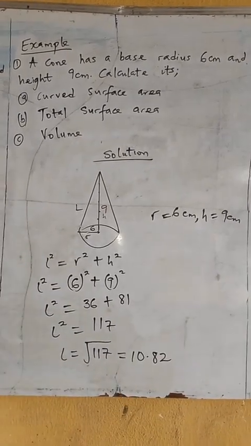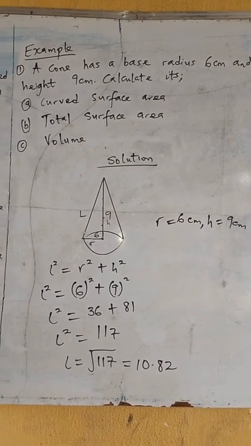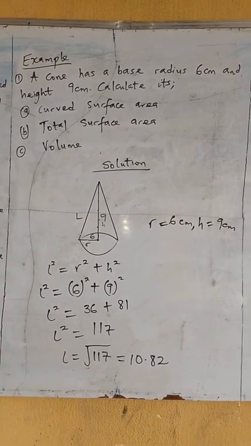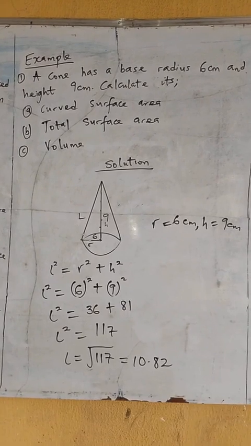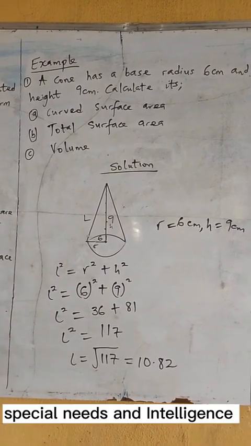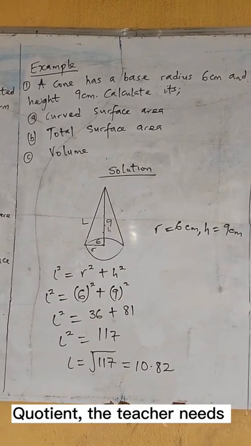10.82. Some of my learners used to make mistakes here. It's not called 10.82. It's wrong. It's very, very wrong. It's 10.8. You don't respect numbers after decimal points. So the next thing to do now is to find the curved surface area.